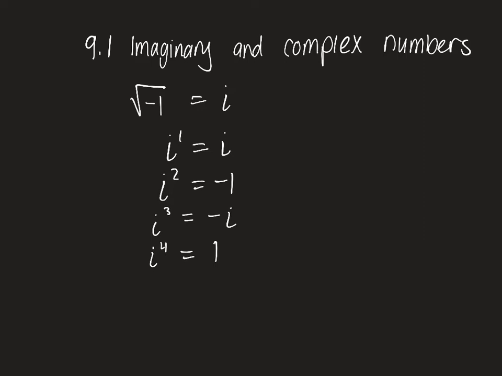It repeats after 4. So when you have to simplify an i with a higher exponent, like i to the 20th, we're just going to divide the exponent by 4 and get 5. Let's do the example in the book: i to the 16th. We take 4 divided into 16, so it goes 4 times. Since there's no remainder, that's i to the 4th, which is 1.